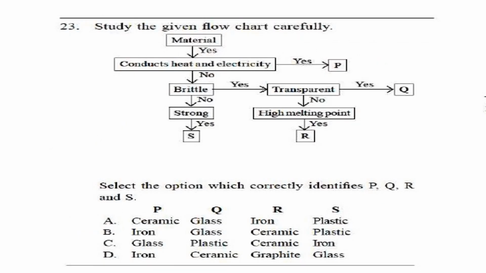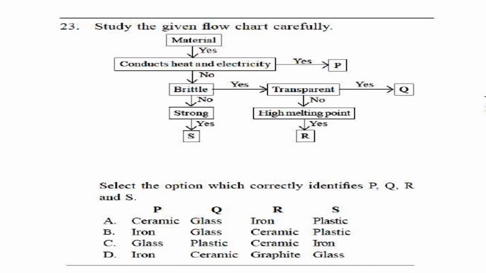Question number 23. Study the given flowchart carefully. Material: conducts heat and electricity, yes, that is P. No. Brittle, yes. Transparent, yes, that is Q. Brittle, no. Strong, yes, that is S. Transparent, no. High melting point, yes, that is R. Select the option which correctly identifies P, Q, R and S.